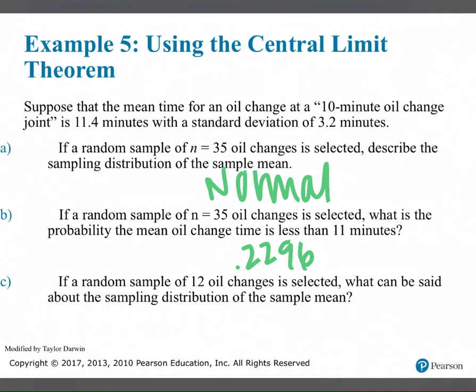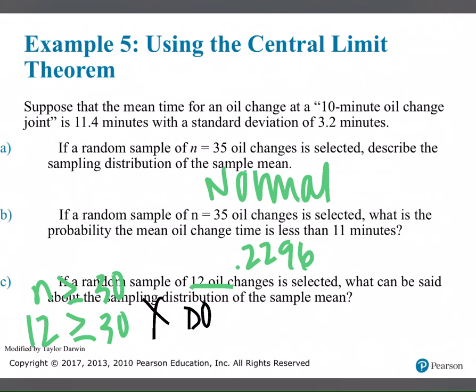C says if a random sample of 12 oil changes is selected, what can be said about the sample mean? Well, n is 12. And let's look at my rule of thumb. n needs to be greater than or equal to 30. Is 12 greater than or equal to 30? No. So we don't know the shape, unless we look at the data and create a histogram ourselves. But based solely upon this rule, we can't comment on the shape because it doesn't meet that requirement.